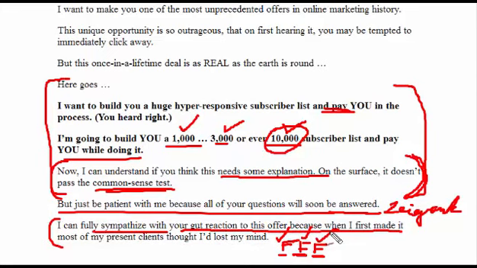All I'm saying is, I can fully sympathize with you. In other words, I know how you feel. I want to let you know that other people have felt so before about this offer, because when I first made it to most of my present clients, now notice here, I'm saying my present clients, they thought I'd lost my mind. So I'm saying I know how you feel. Other people have felt before. Who are those people? My present clients. But they have found out.